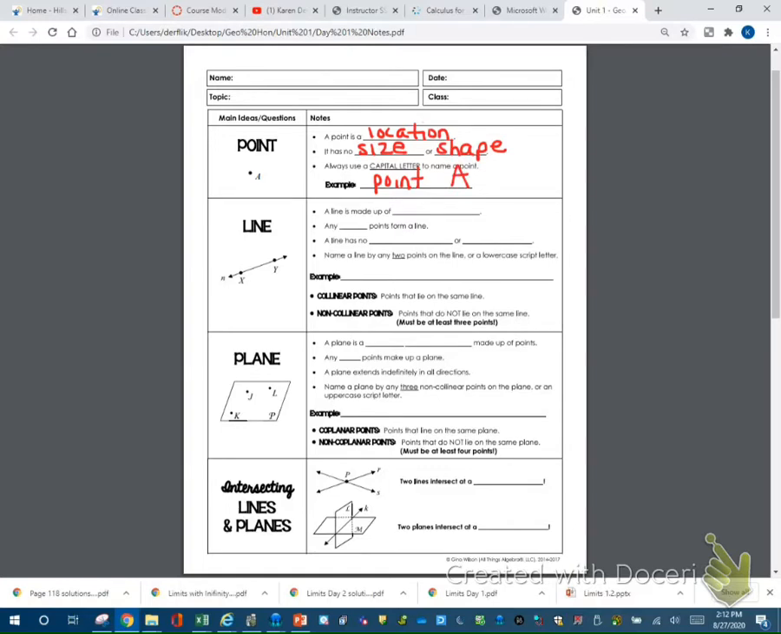A line. I think you know what a line is, but we got to be more specific, okay? A line is made up of, you guessed it, points. And how many minimum points would it take before you could make a line? Minimum of 2 points. I think you know that it actually has an infinite number of points on it, but you have to have at least 2 points to determine a line. A line has no thickness and no width.